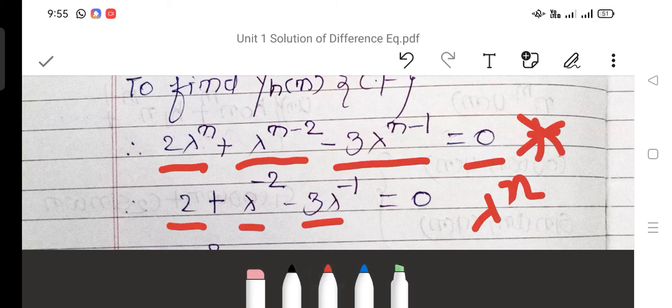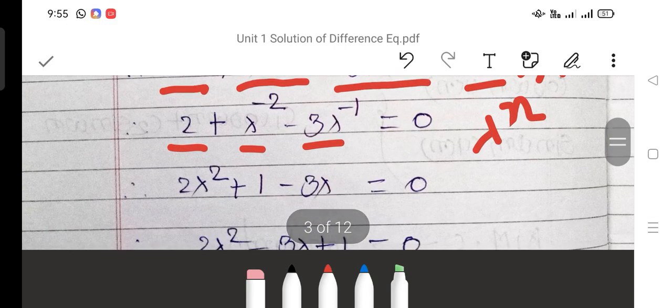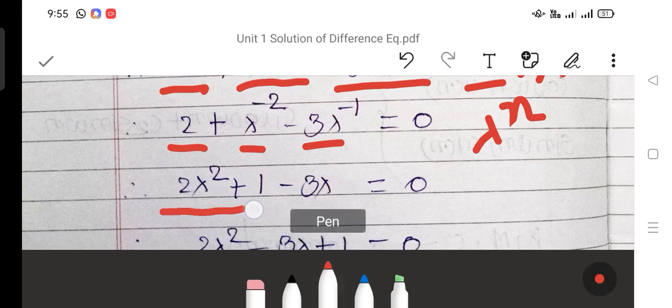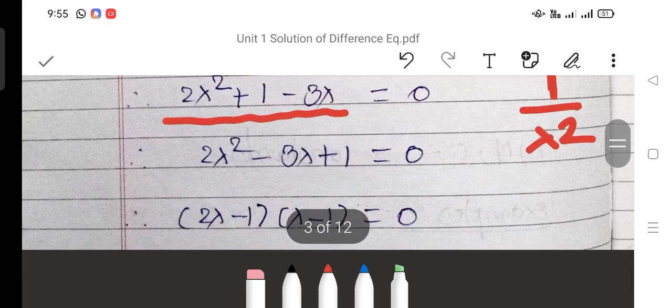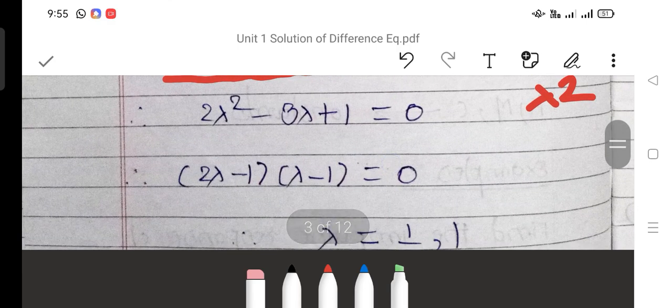Again, if you rearrange this, we will get such type of equation. How will we rearrange? Lambda to the power minus 2 will be written as 1 upon lambda square, and we will multiply the complete equation by lambda square, so we get 2 lambda square plus 1 minus 3 lambda, which is nothing but 2 lambda square minus 3 lambda plus 1 equals 0.